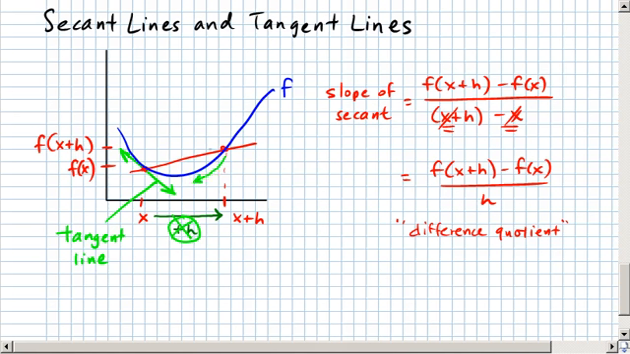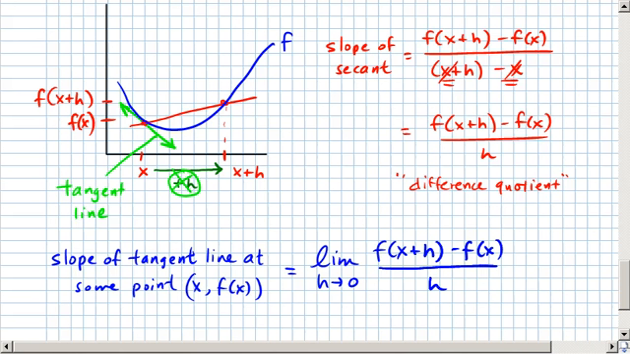Alright, so we need to describe that with the limit. So this is how we describe it. The slope of a tangent line at some point, x, f of x, which is this point right here, if we want to find the slope of that green line, we need to look at the expression that we came up with for the slope of the secant line and look at that limit as h goes to 0.